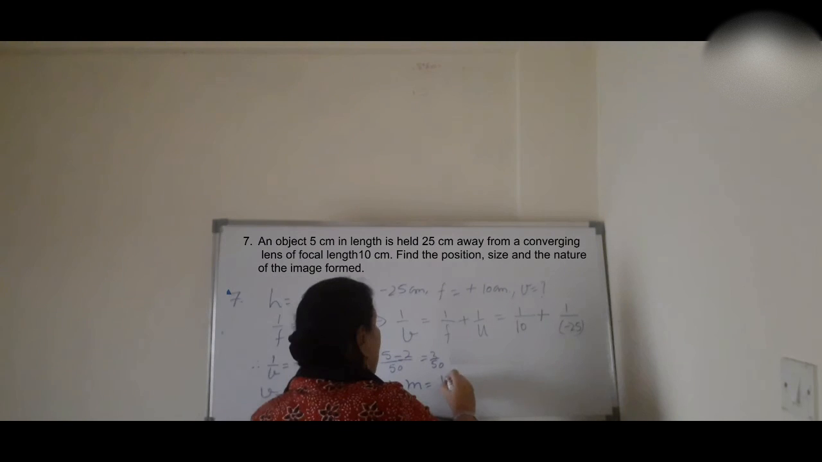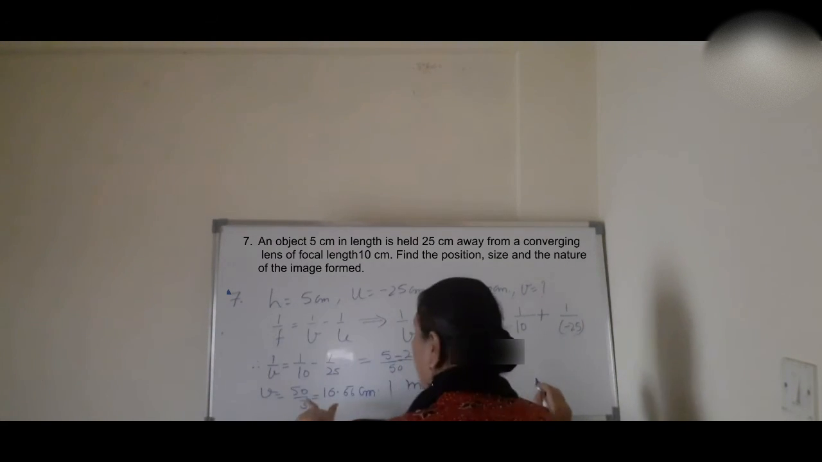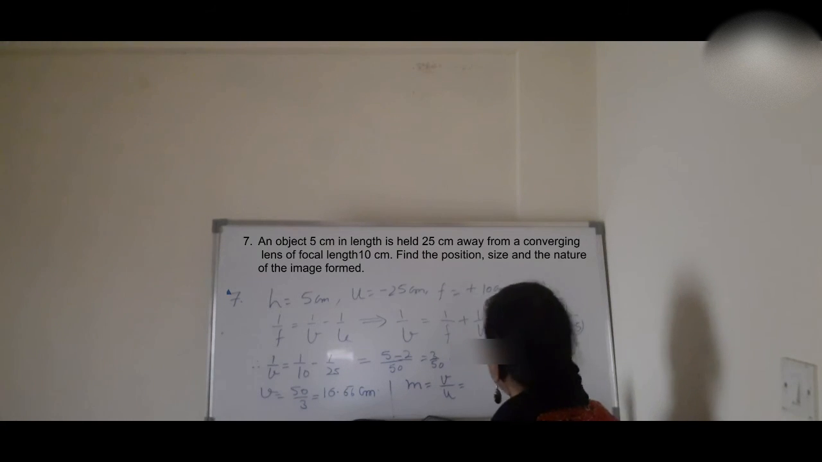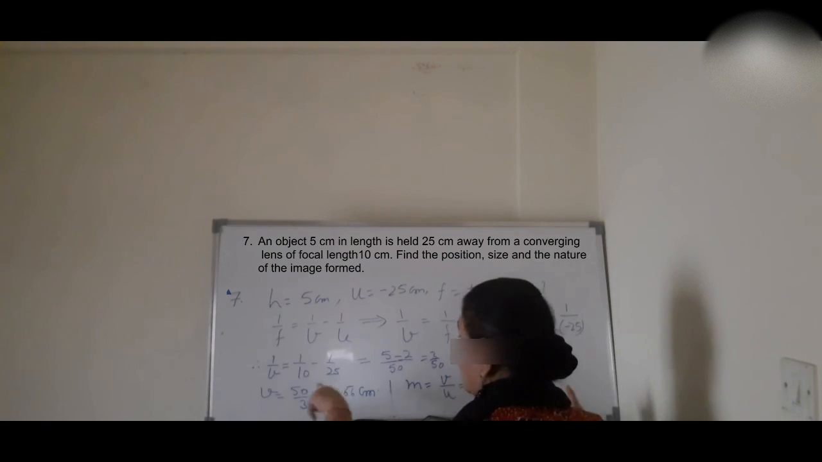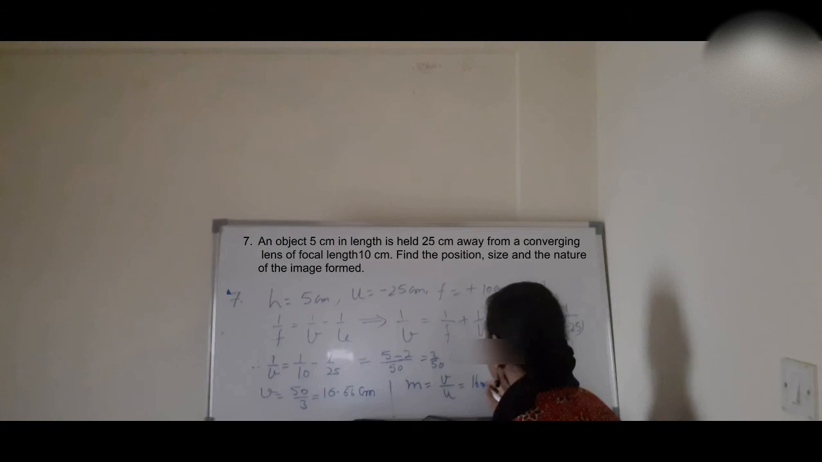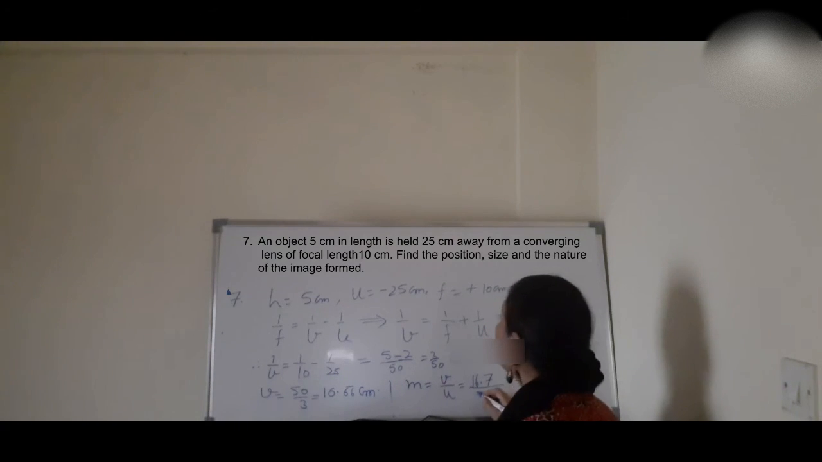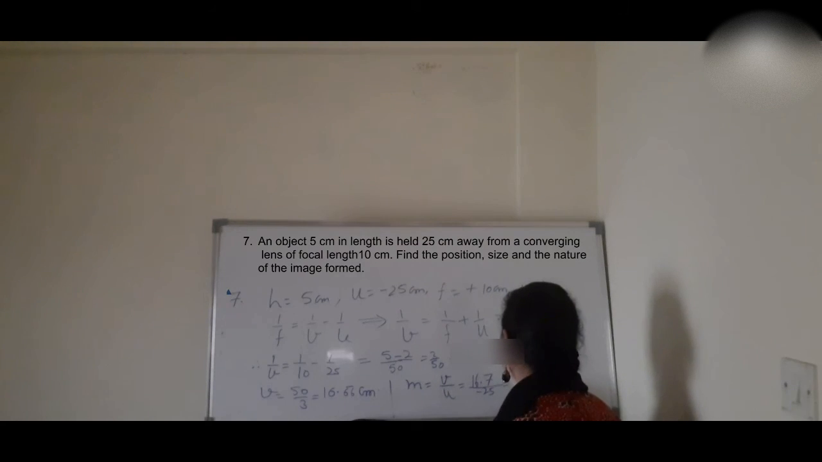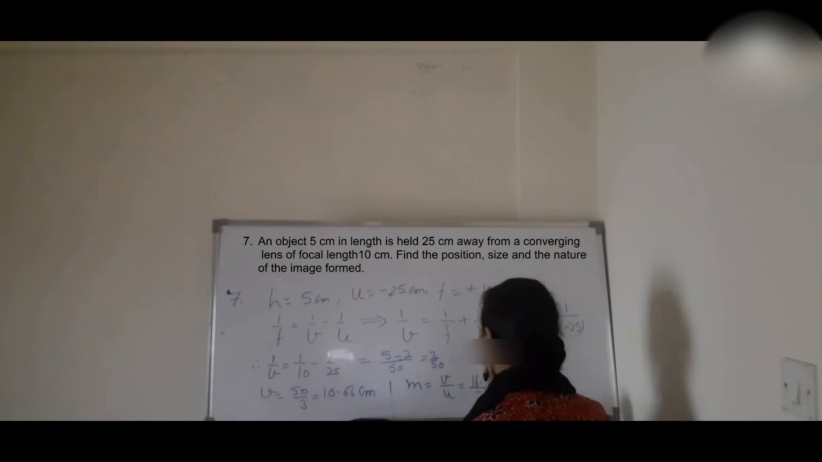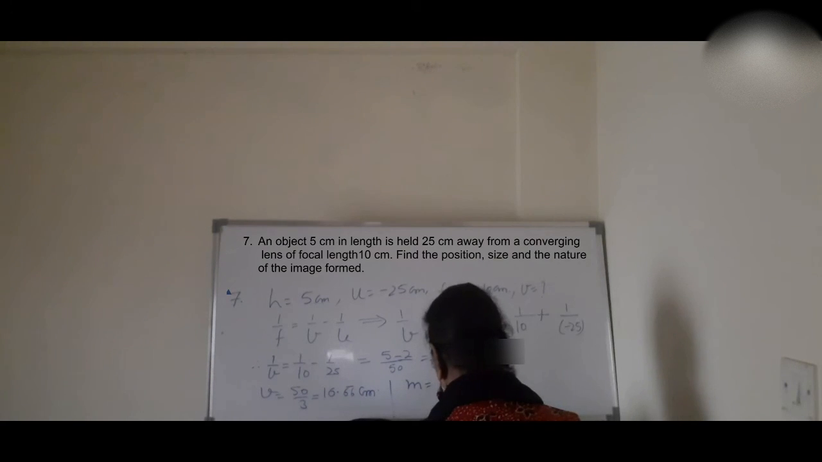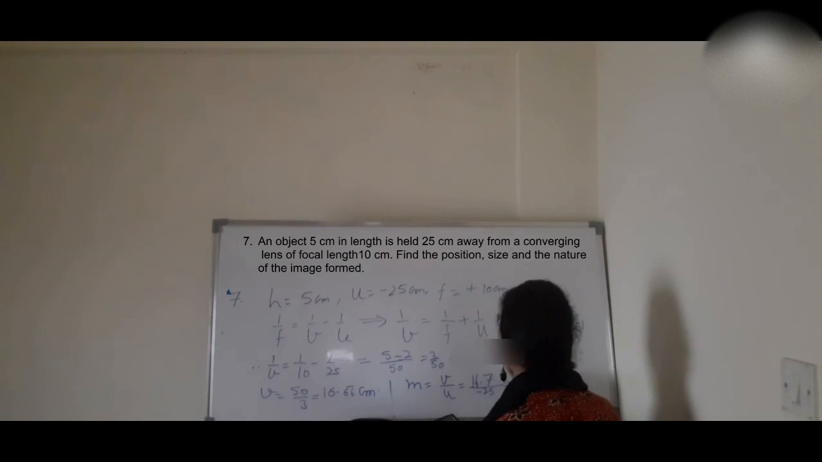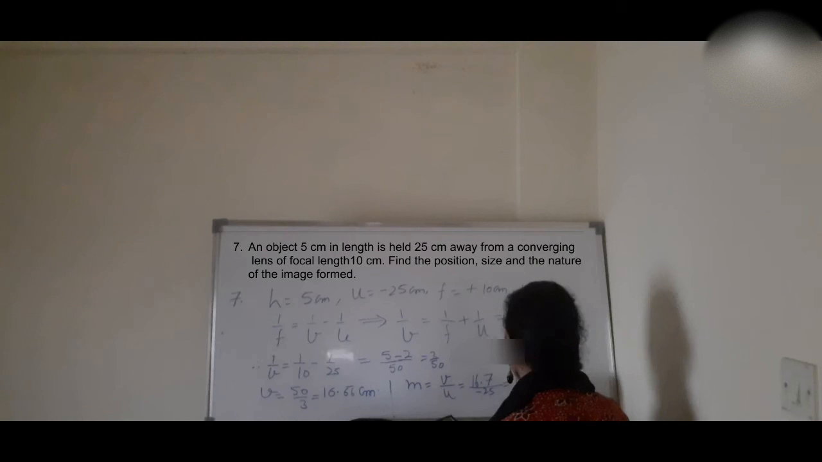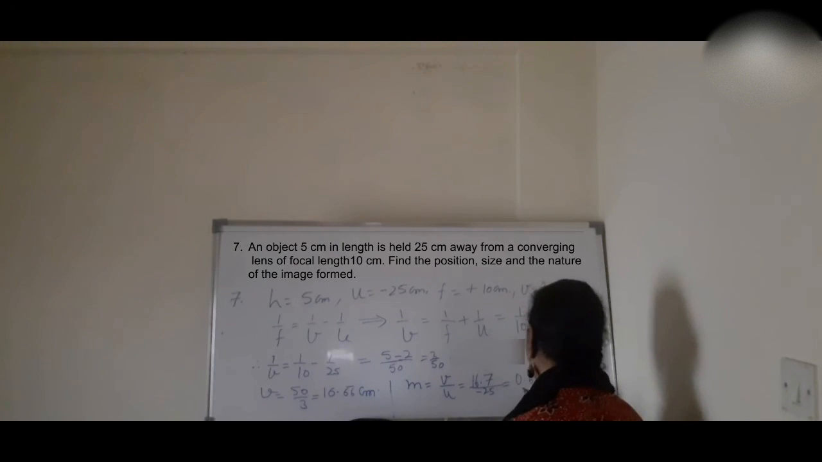Now m is equal to v by u. So v is how much? 16, it was plus. So 16.7 I am taking here. u was minus 25. So m will be some 0.668, that is our m.